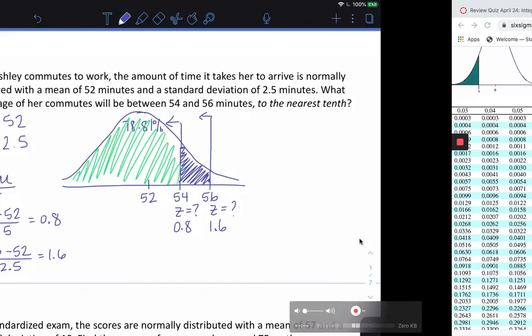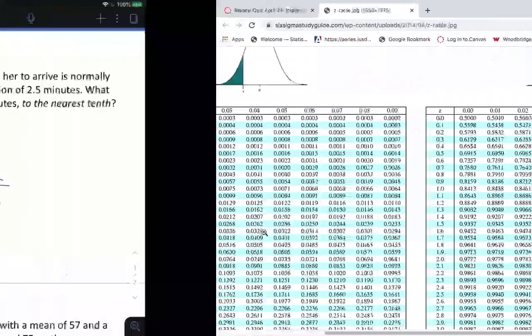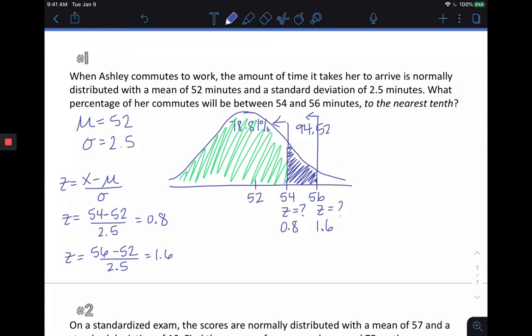So if I go to the z-score table again, I'm going to go to 1.6, and again, just the first column, because I want 1.60, is 0.9452, so 94.52%. That means everything to the left of 1.6. So again, I just want between these two percents, kind of like the overlapping part.